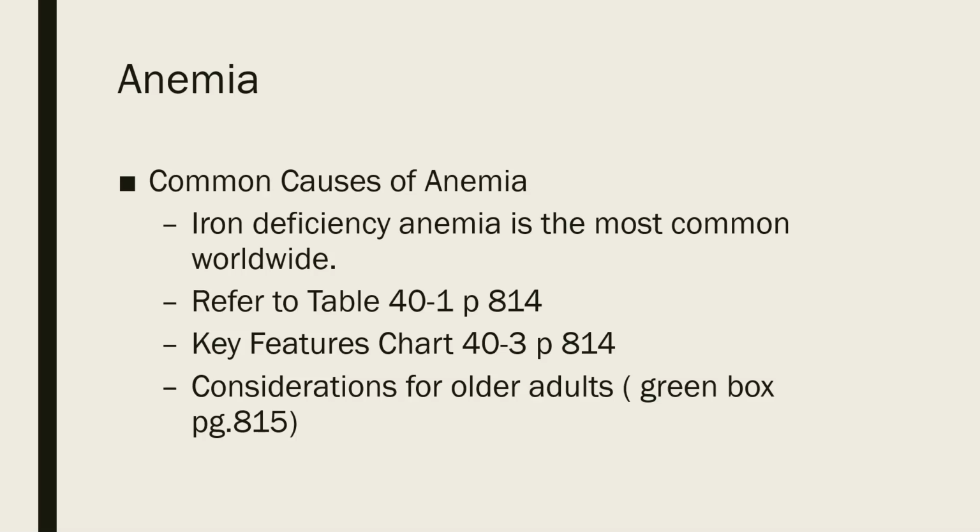Make sure you take some time with the key features box, chart 40-3, again on page 814. It looks at the integumentary system, that we all know what anemic patients look like. They're pale, especially their ears. Their nail beds will be pale. They will be cool to the touch. They will always be cold, even if it's not cold. Their nails will be brittle. Remember where to look for pallor in our African American patients. You look for it in their mucosa or in the palms of their hands.